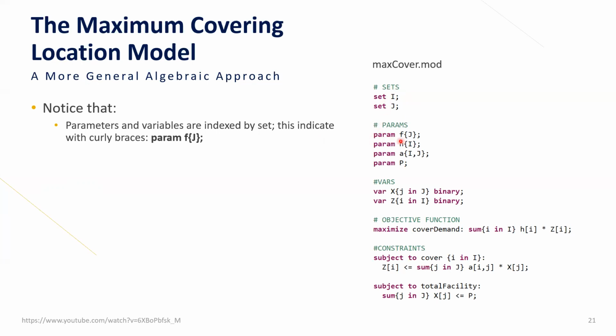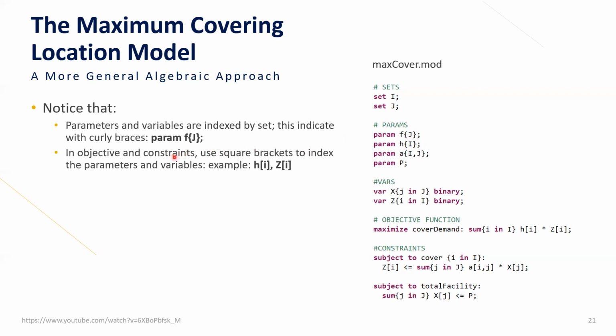For param f, if you are using a set here, you will use curly braces. It represents that inside here there is a set. So f will have as many components as the set j being defined. For example, if set j has A, B, C, D, E, then f will have fA, fB, fC, fD, fE. That's how the relationship is defined.